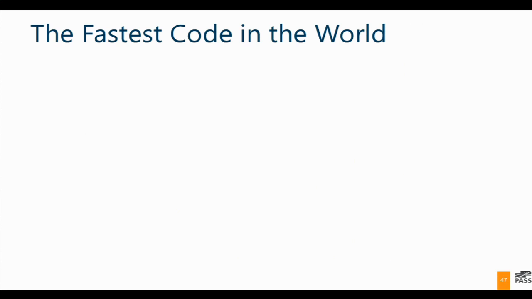Quick quiz. What is the fastest code in the world? Does anybody know? The fastest code you can ever write. It's infinitely scalable. It's the code you don't write. The fastest code in the world is the stuff you don't write. It takes no time to execute and it'll scale forever.